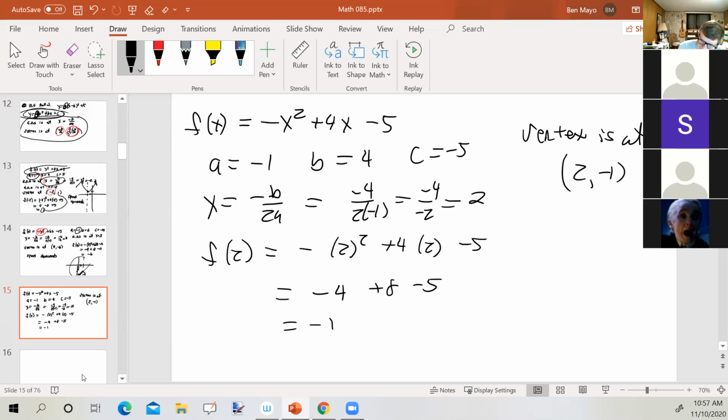Now, the axis of symmetry would have been at x equals 2, and this thing opens downward. All they specifically asked for was the vertex, but all of that's there for the taking.